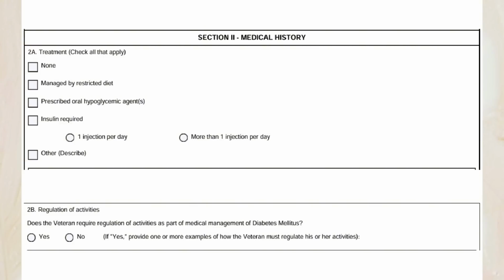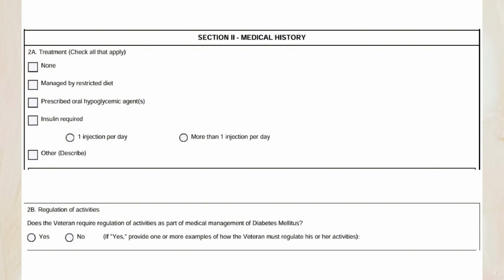The information I just showed you for the 10, 20, and 40% for diabetes mellitus, you can see right here in section 2A and 2B, medical history. 2A, treatment: none, or managed by restricted diet. We saw that as a criteria. Prescribed oral hypoglycemic agent. We saw that. Insulin required. What does it say? One injection per day, more than one injection per day.